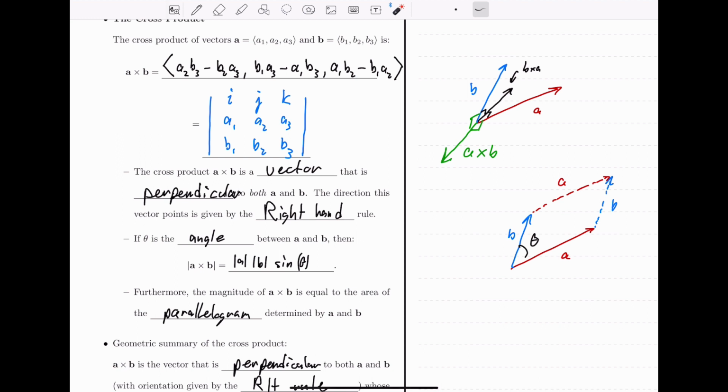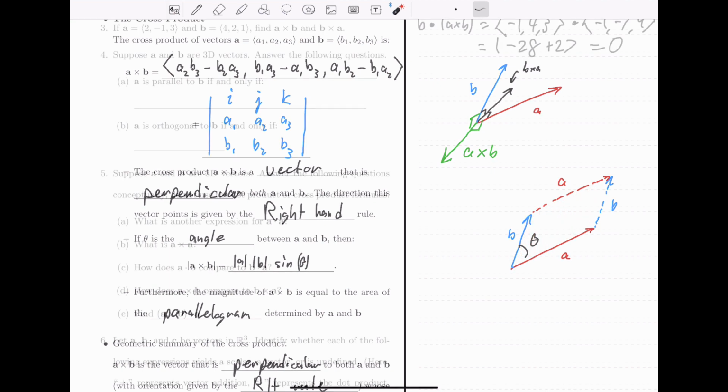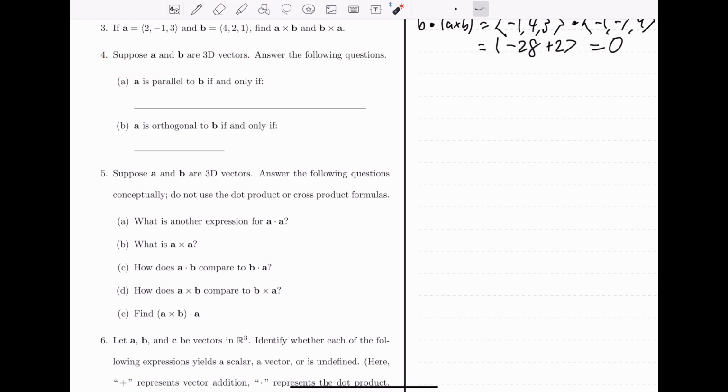We have another relationship between the magnitude of the cross product vector, the magnitudes of the vectors themselves, and the sine of the angle between them given by this formula here. And we saw that the magnitude of the cross product vector is equal to the area of the parallelogram described by the vectors a and b. Let's work through some more conceptual examples. Take any two three-dimensional vectors a and b, and let's answer these questions.